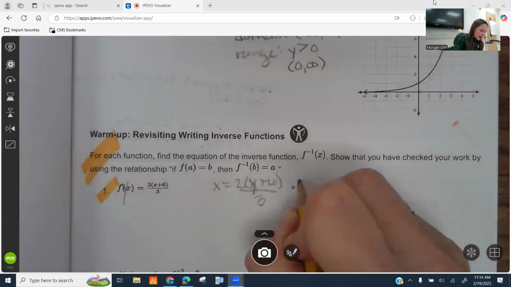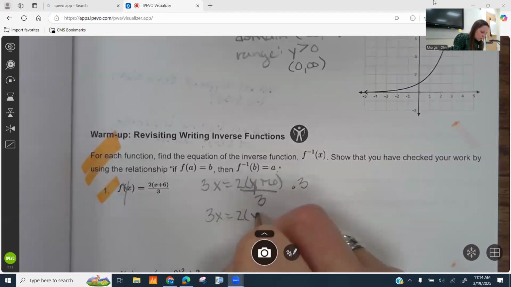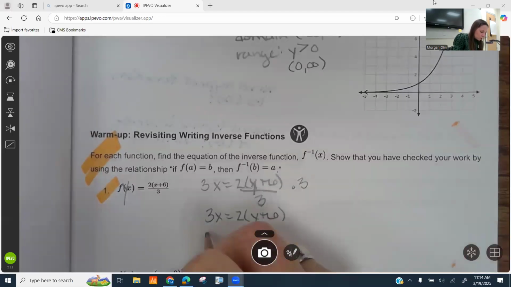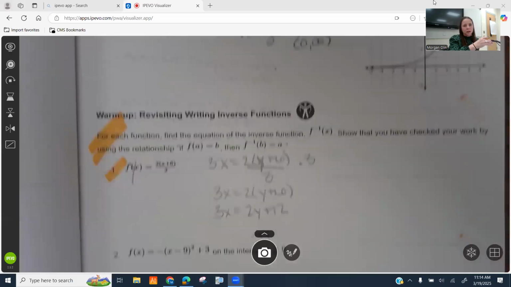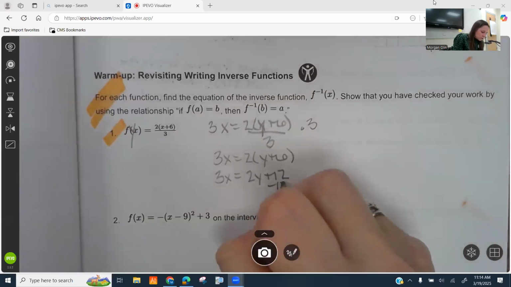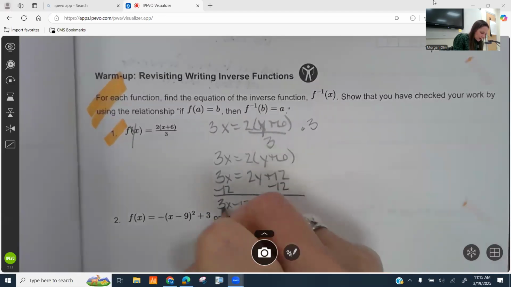So here to solve for y, we would multiply by 3. So 3x equals 2, y plus 6. Some of you are going to want to distribute that 2, so why don't we do that? 2y plus 12. You could divide by 2 first if you would like. Now subtract 12 right here, and we get 3x minus 12 equals 2y. And then we divide by 2.